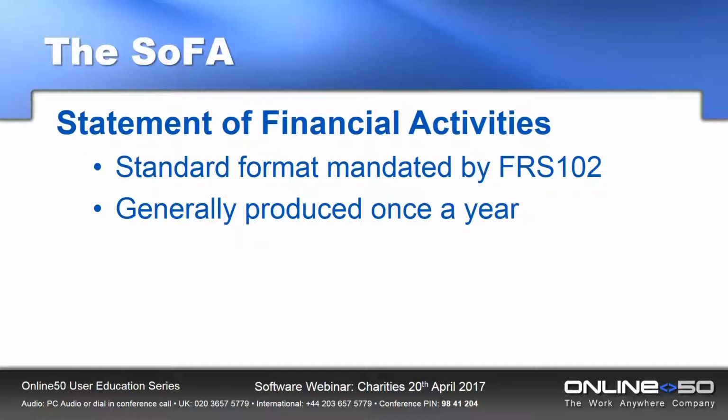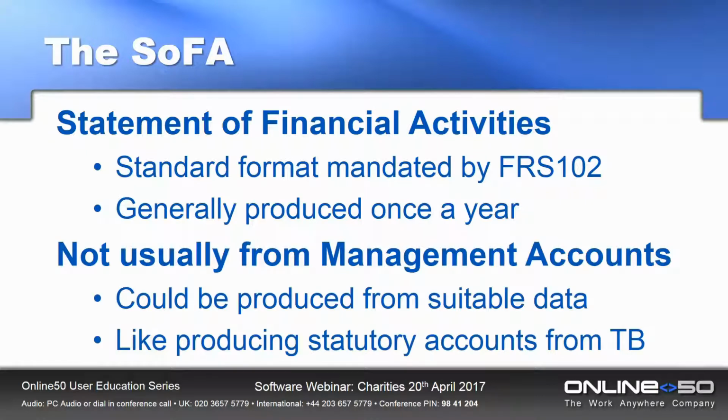Generally, most charities will only produce this for their annual return. There's no reason, of course, why they couldn't, if they wished to, produce it for interim meetings with trustees, but I'm not aware of charities that do that on a regular basis. It's worth saying that, as with a company producing their statutory accounts, they don't normally produce that from the same system that's producing the management accounts. But it could be produced from suitable data that's obtained from the management accounts, in the same way that your statutory accounts are produced from a trial balance.